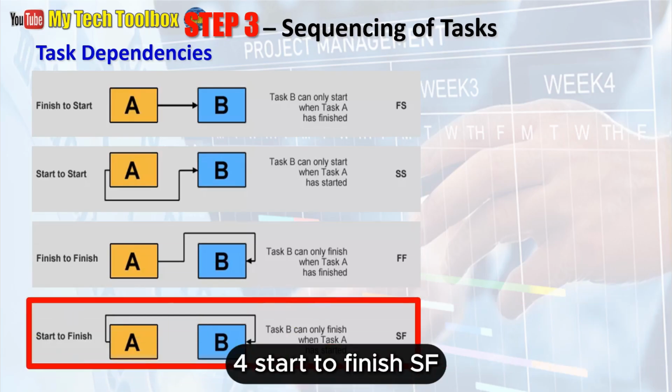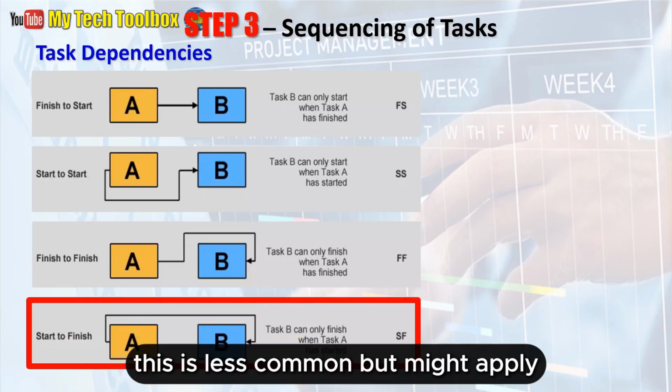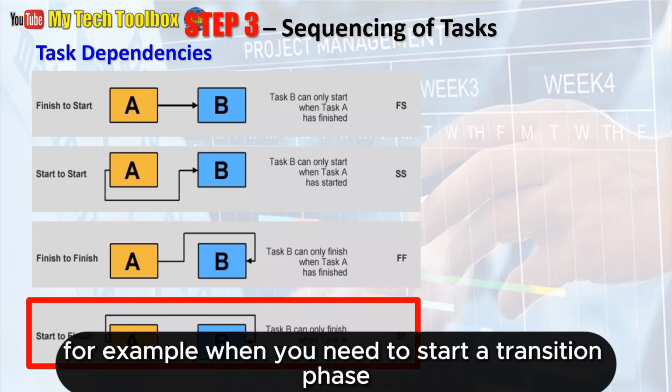4. Start to finish, SF. Task B cannot finish until task A is started. This is less common, but might apply, for example, when you need to start a transition phase before completing the old system.